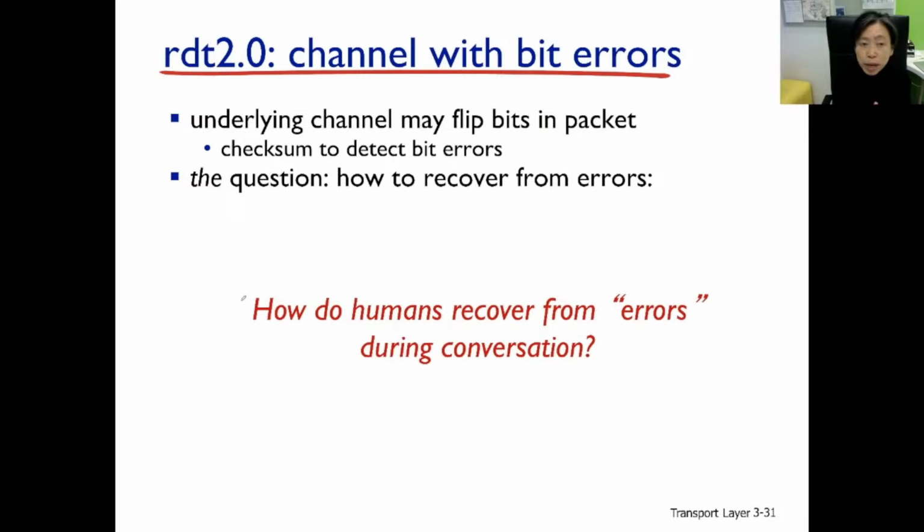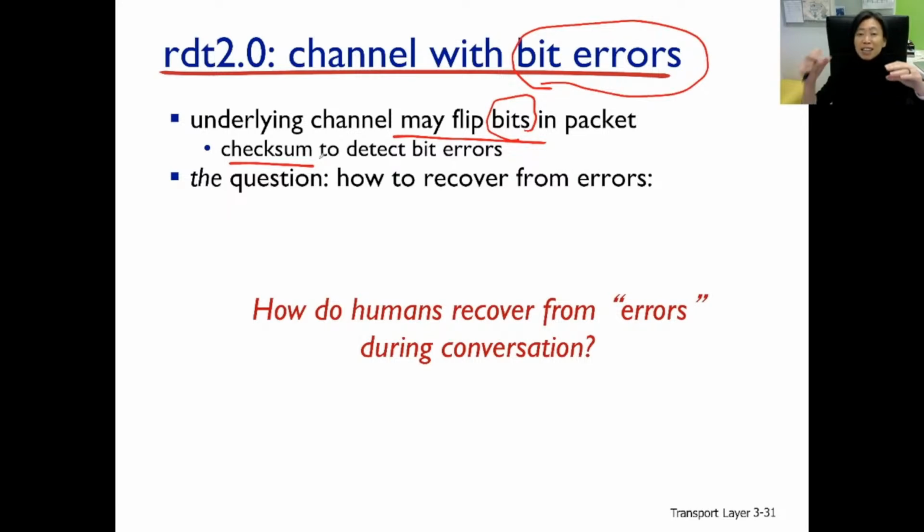And then RDT 2.0. So this is when the channel is no longer perfect, but it's not so bad either. We do have some problem, but just this problem: having bit errors, meaning the packets, if you look inside, some of the bits might be flipped. Therefore, it failed passing the checksum at the receiver. So the computed checksum and the packet header checksum somehow didn't match. Receiver then detects the bit error. The question is, how do we recover from this error?